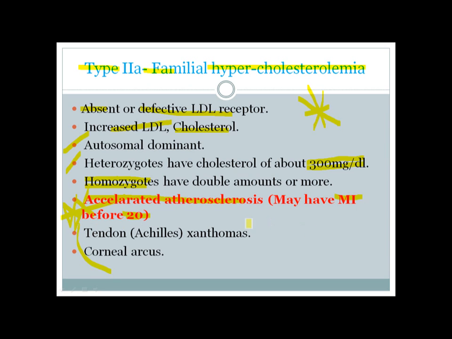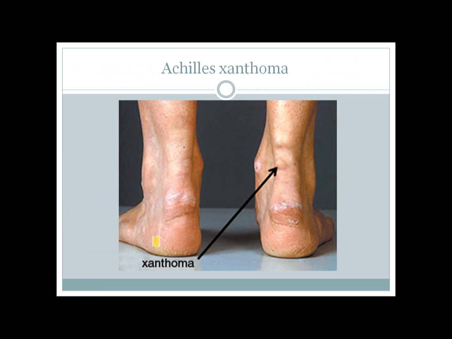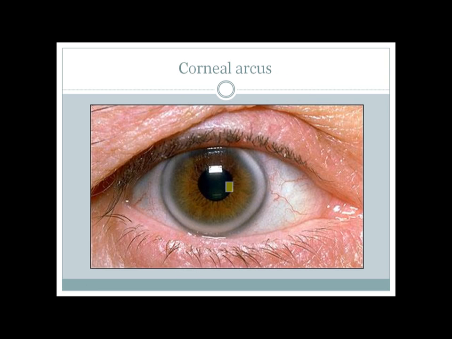And the typical pathologic findings are deposition of cholesterol in different parts of your body, like in your Achilles tendon, forming Achilles tendon xanthoma, and also in the margin of the cornea, forming corneal arcus. So here you can see a patient with type 2A dyslipidemia, where there is formation of xanthoma in the Achilles tendon in his right leg. Also there are some other xanthomas here. And here you can see a patient with type 2A dyslipidemia, where there is formation of corneal arcus. So this white area is the corneal arcus, where there is deposition of cholesterol and cholesterol esters in the cornea.